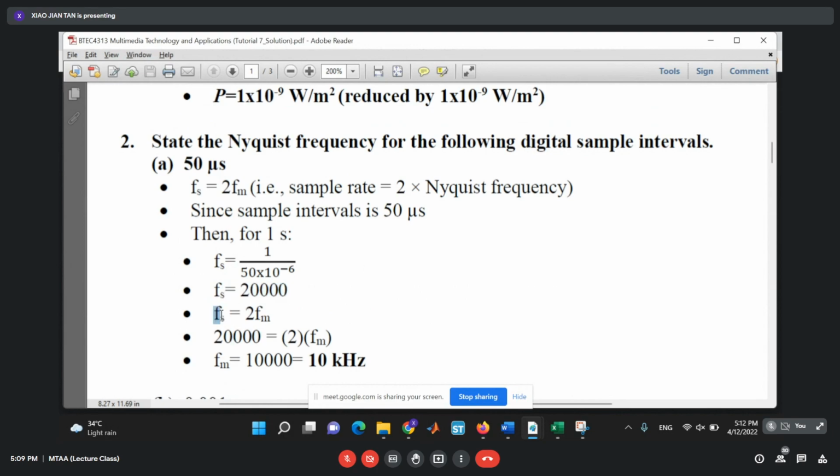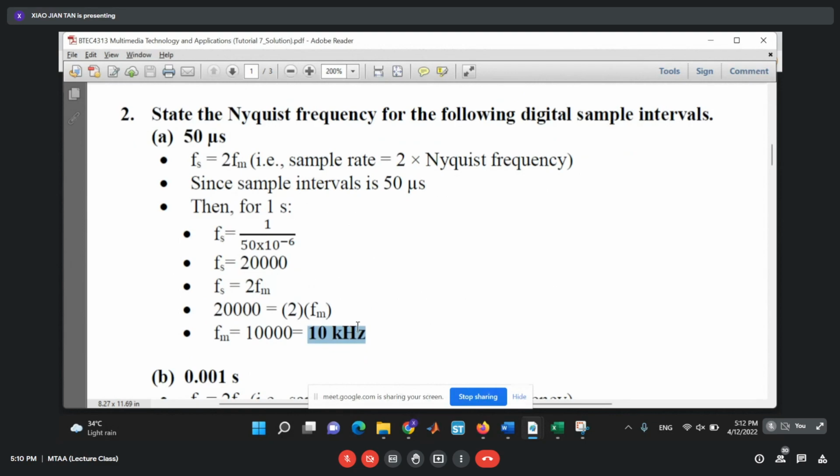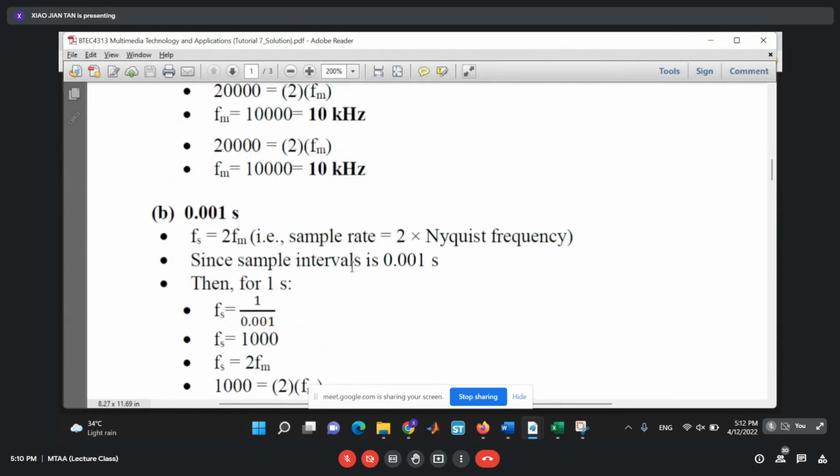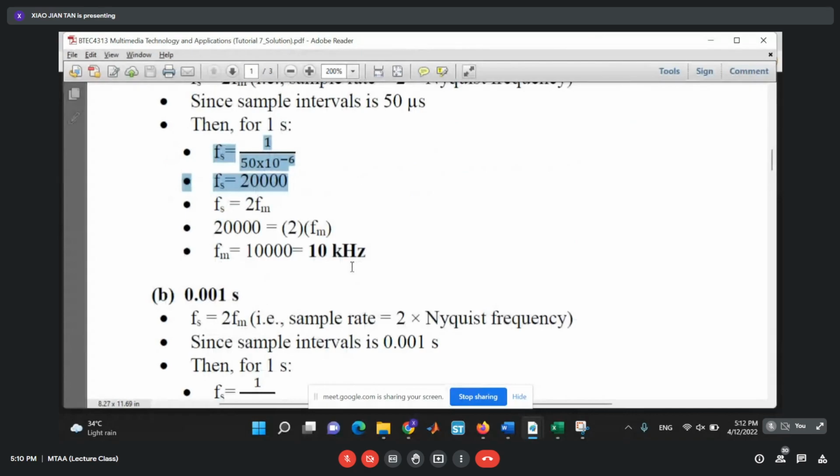Because after you divide by 2, you are actually getting the analog signal. The original analog signal would be approximately this one. So in order to get the Nyquist frequency, you should use FS instead of FM. So the answer should stop here. Very simple this one. I will upload the tutorial later on.